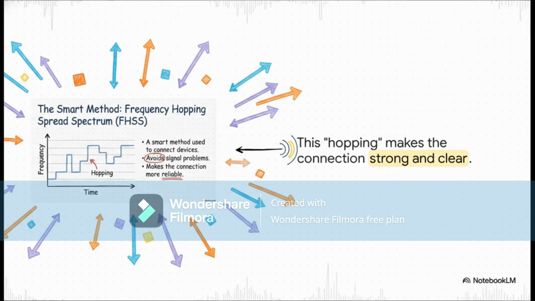See, the Bluetooth signal doesn't just stay on one single channel. It hops between 79 different frequencies. And get this, it does it up to 1,600 times every single second. So if one frequency is busy or has some static, no problem. It just hops to a clear one. This constant hopping is what makes your connection so strong and reliable.